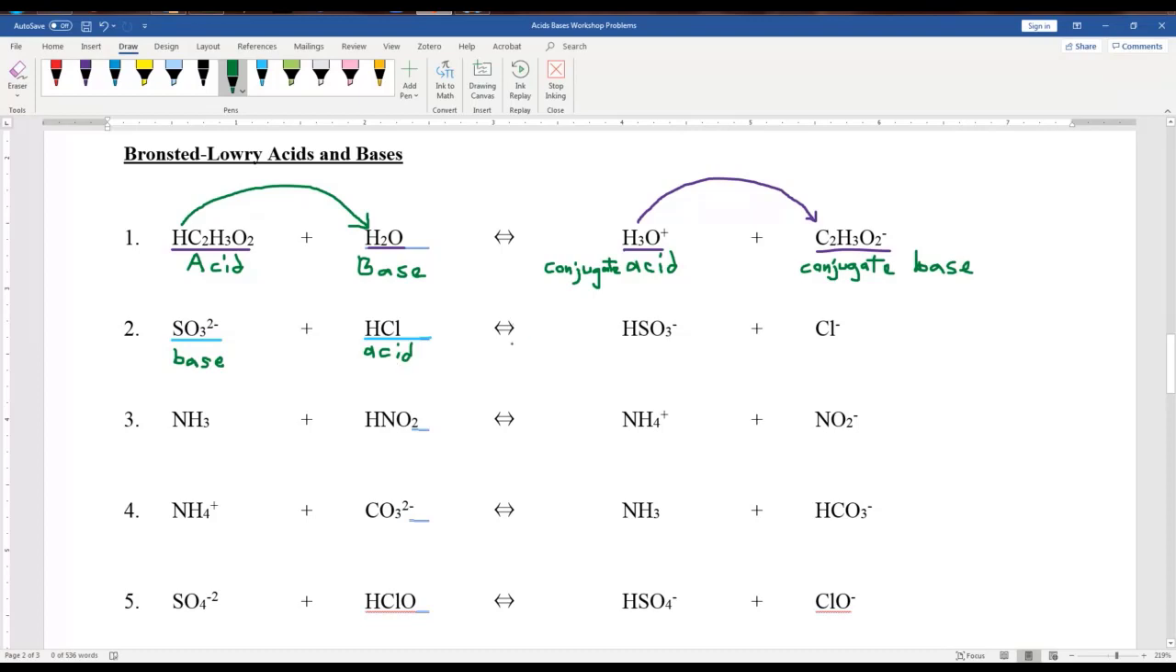Now, if the reaction goes in reverse, which one donates the hydrogen? The Cl minus donates the hydrogen. Well, the Cl doesn't have a hydrogen to donate. So the HSO3 donates the hydrogen, while the other one is the base, the Cl. So this is going to be your conjugate acid. This is your conjugate acid, and I'll just abbreviate it conj. acid. And this is going to be your conjugate base.